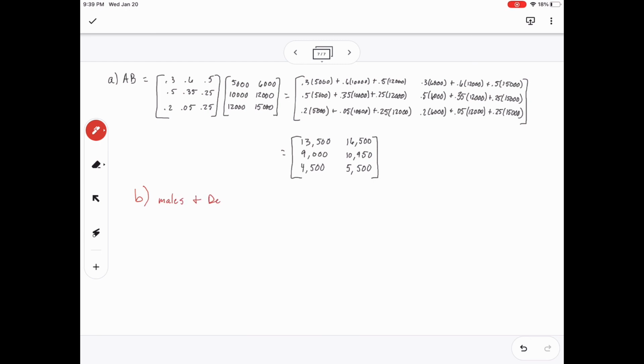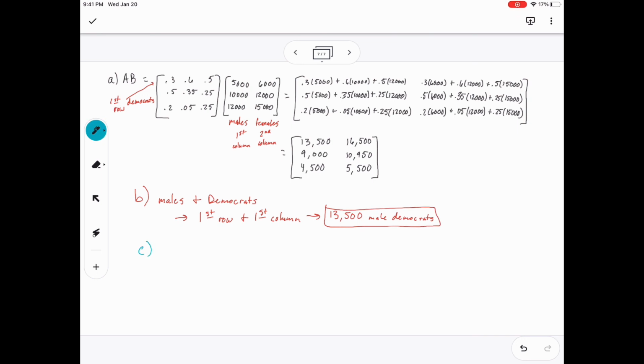So here, letter B wants us to see how many males are registered as Democrats in the city. To identify that, I'm looking for males and Democrats. In the first column of the second matrix, it's males. And then in the first row of the first matrix, it's Democrats. So in my answer, when I multiply those two ideas together, I'm going to look for the first row and the first column in my final matrix, which is 13,500. So that tells me how many male Democrats there are.